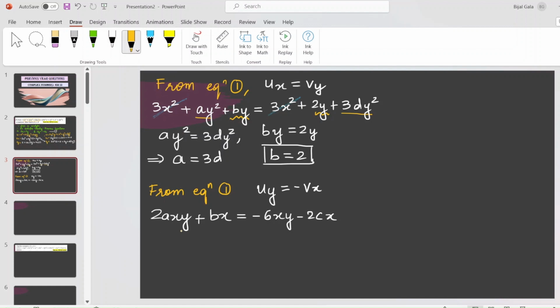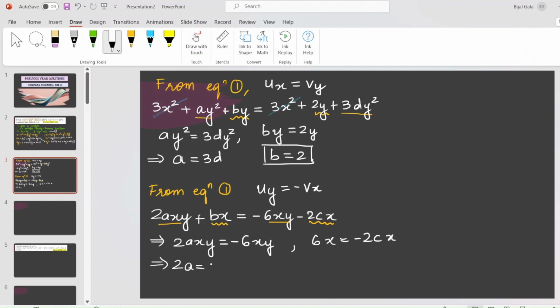Left hand side has a term with xy. Right hand side also has a term with xy. Here you have a term with x. And here also you have a term with x. So I have 2axy is negative 6xy. 6x is equal to negative 2cx. This implies 2a is negative 6, which means a is negative 3.